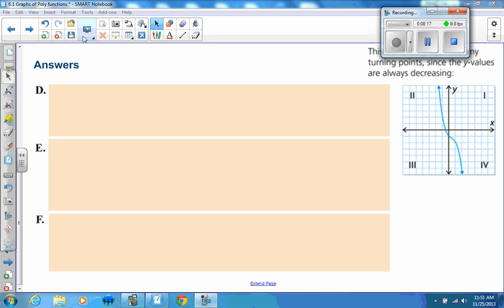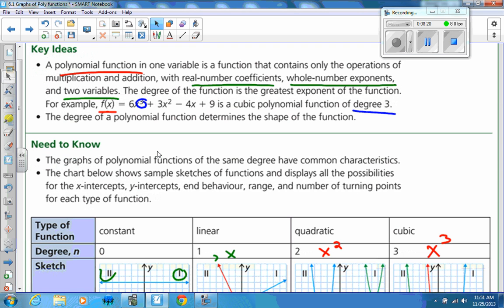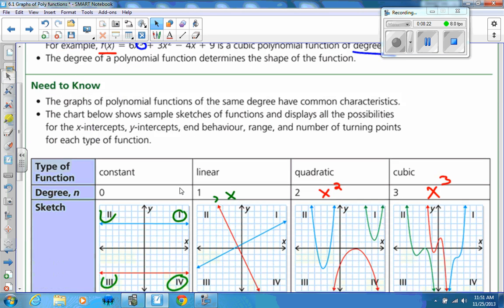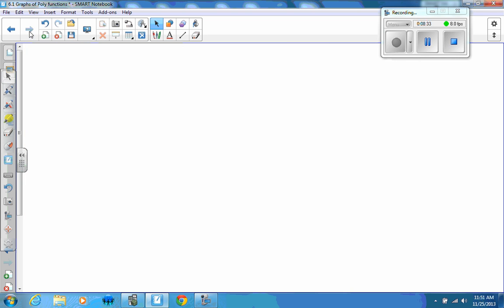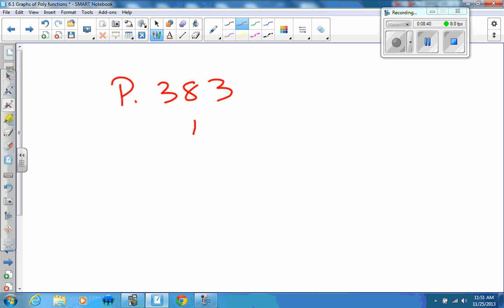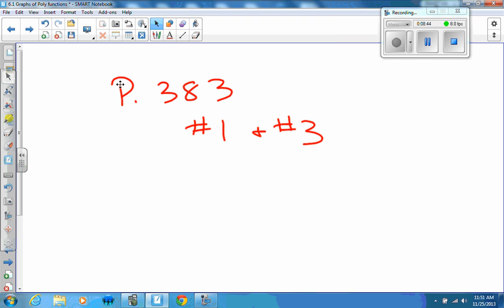And that's pretty much what you need to know from this section. So please make sure that this whole thing is copied out into your learning journal. It's very important to use on the final exam so you don't have to remember stuff like that. And your questions should be on page 383. I would do questions 1 and 3. It's just explaining the things we just talked about of different polynomials you're given.